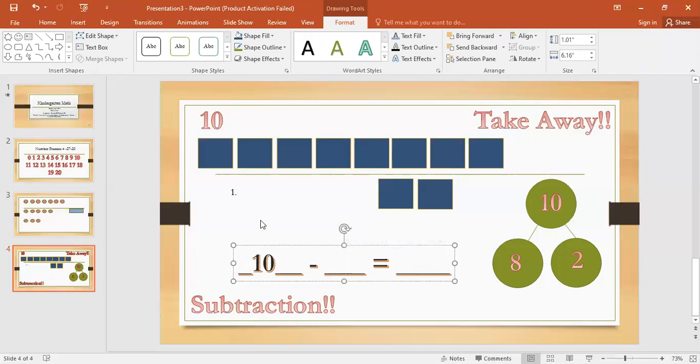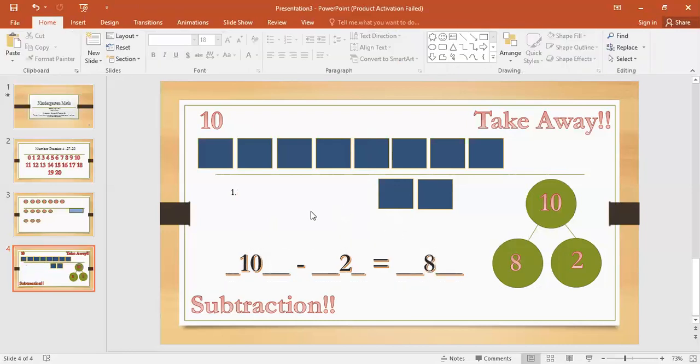All right, 10 minus what number? 2. Great, because I took away 2 ice creams. 10 minus 2 equals, and what did that leave me with? 8 ice creams left. Great job.